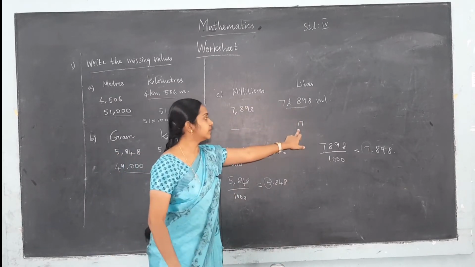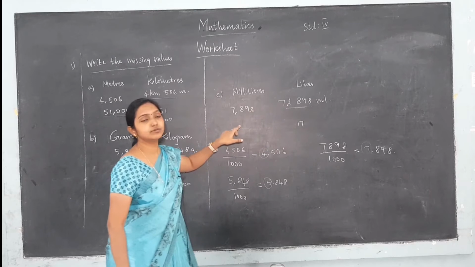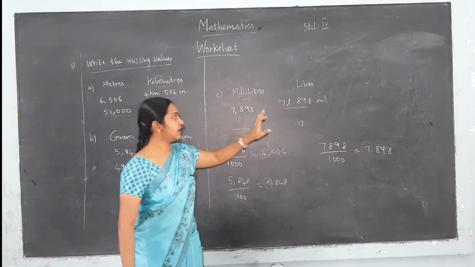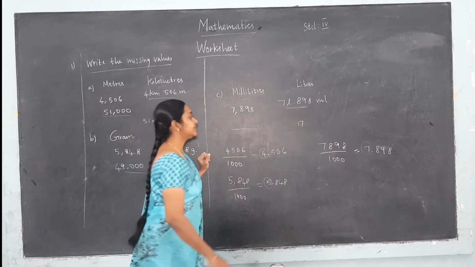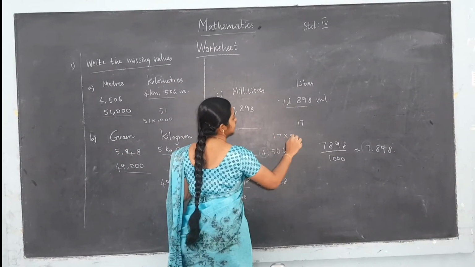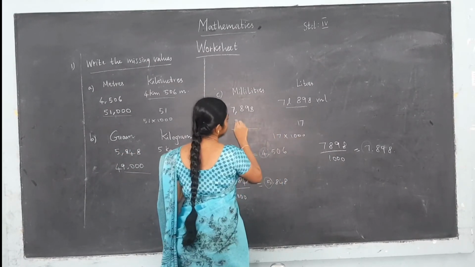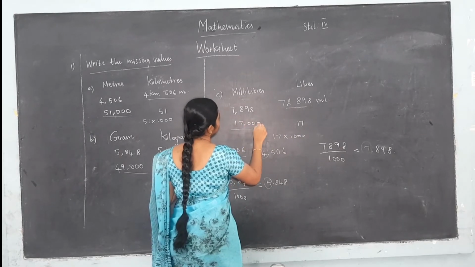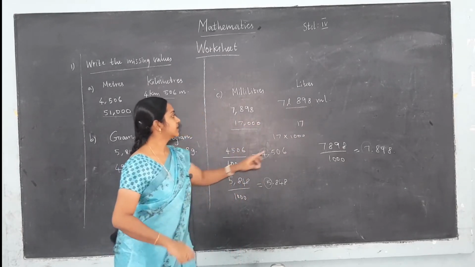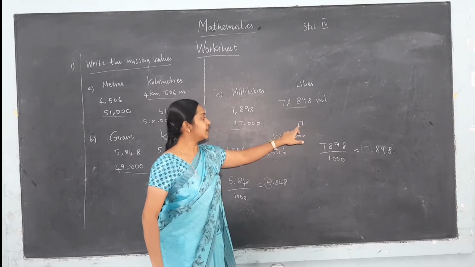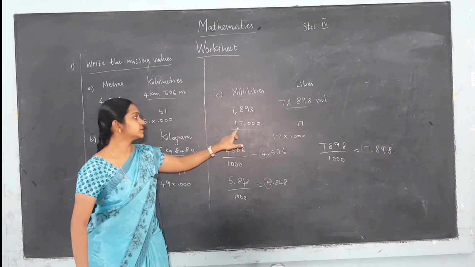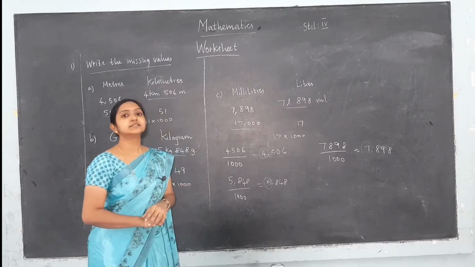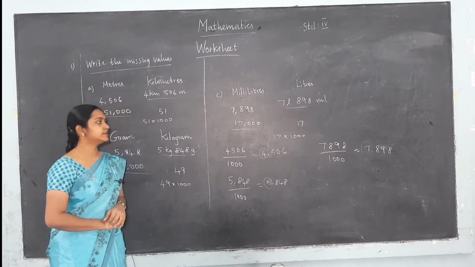We have to convert 17 liter into milliliter. While converting liter to milliliter, we have to multiply it by 1000. 17 into 1000 is 17,000 milliliter.